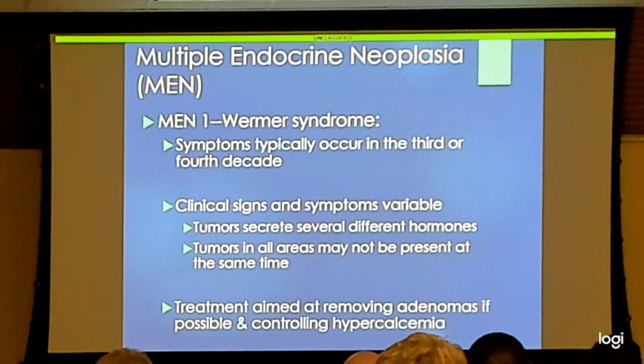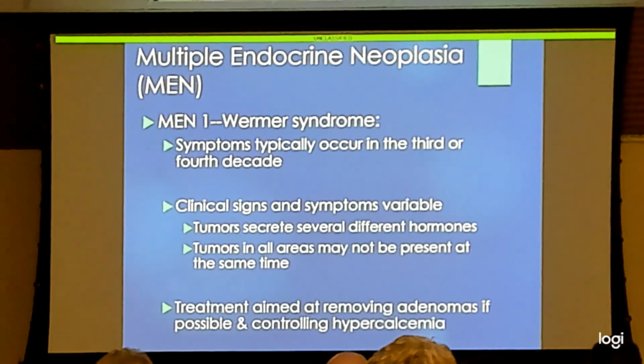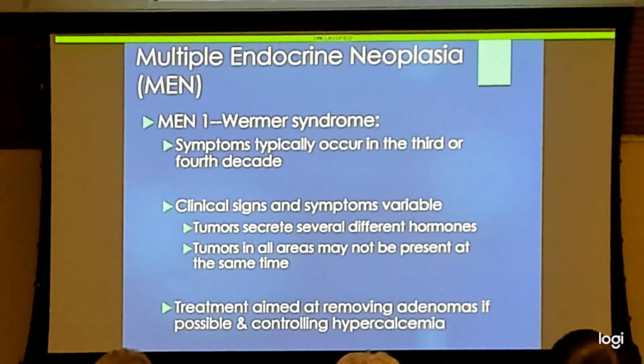So typically in the 3rd or 4th decade, the signs are very variable. Like I said, we often figure this out when they have the elevated calcium level. Maybe they had, for example, renal stones. That's a huge reason why somebody would have these effects. And then basically remove the adenomas if possible, and then control the high calcium level, because a high calcium level can also kill you. So we don't want that either.